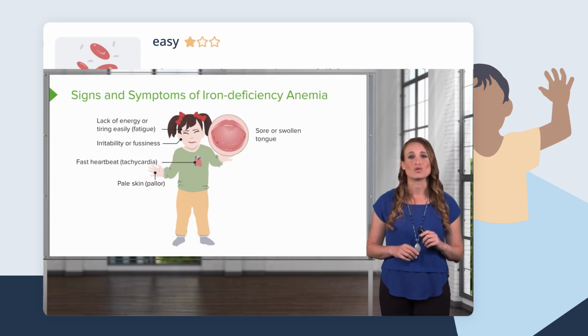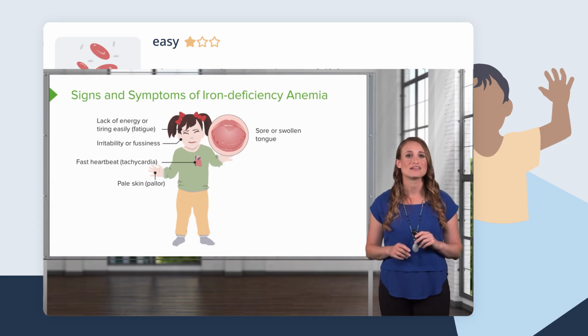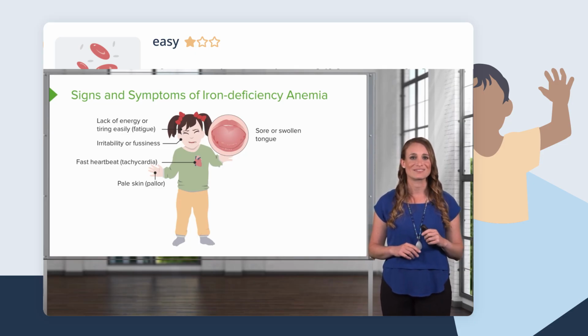A sore or swollen tongue. This is called glossitis. Low levels of iron are going to lead to low levels of myoglobin, which is a substance in the blood that plays a role in muscular health, including the tongue.